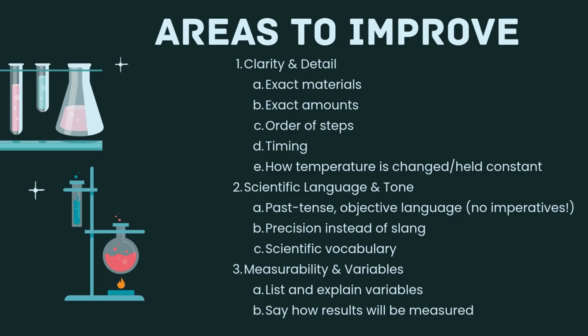And then you guys forgot to include your control variables in your procedure, what you're keeping consistent: the amount of yeast that you're going to use, the water amount, the sugar amount, the time that you're going to let the reaction happen for, the containers that you're going to use for each one of these solutions. These are all things that need to be controlled, or kept consistent, for each trial. And so you need to specifically tell us what you're using so that we could also repeat it exactly.